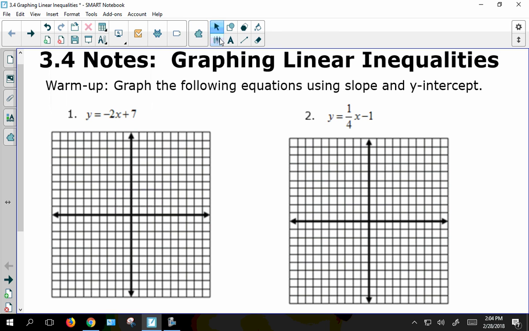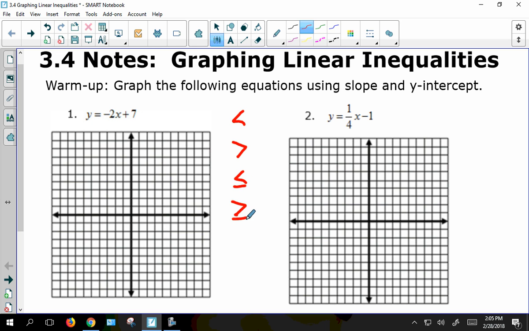Okay, this is lesson 3.4, graphing linear inequalities. Inequalities are these signs right here, the monsters: the greater than, the less than, the greater than or equal to, the less than or equal to. These are the inequalities. An equation has an equal sign. So let's quickly go over how to graph equations.